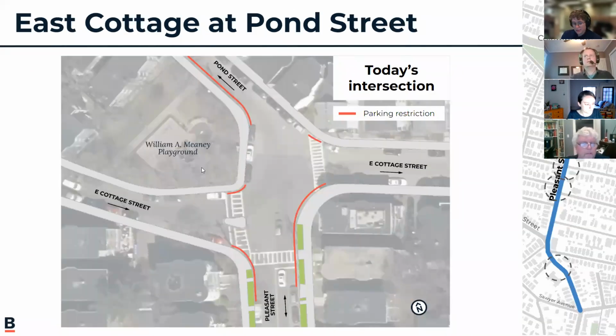And here we are at the terminus of our project, East Cottage at Pond and Pleasant. So we heard probably the most about this location, I would say, at our walk. It has a skewed geometric configuration. We actually went back in time and looked at some old maps, and it seems to have been this way since it was built, perhaps. So this isn't new, but it is definitely, we've noted, a problem for a lot of people.